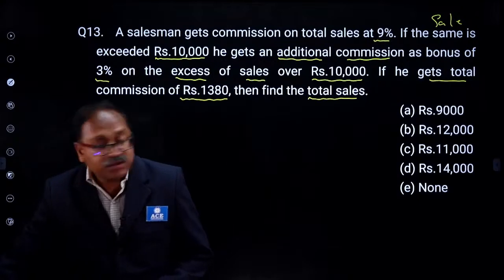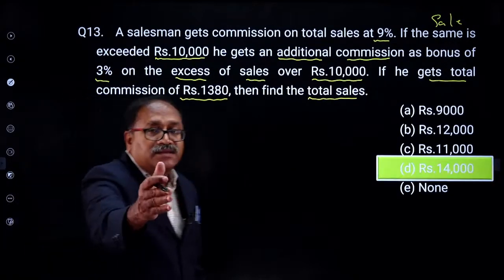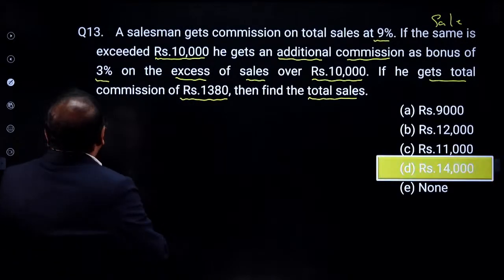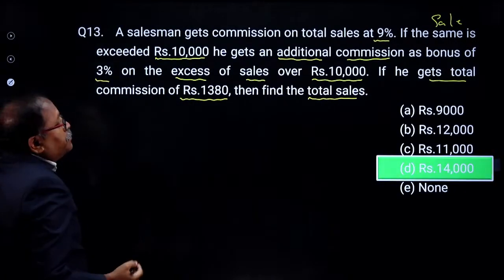Option D. Appal Naidu sir said option D. Let me check that. That's right. 14,000. Well done, sir. Well done.